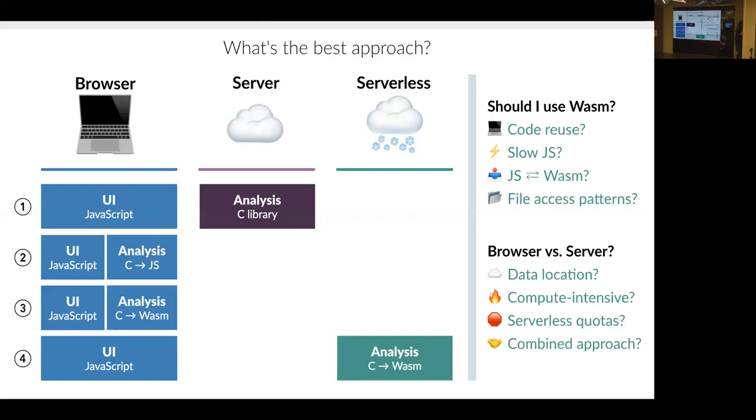Thanks for the interesting talk. So in your bullets there for should I use WASM, there's this JS to WASM translation one. Is that because of the difficulty of encoding your JavaScript data into WASM? And do you think some of the proposed extensions to WASM, like interface types or things like that, could help there?